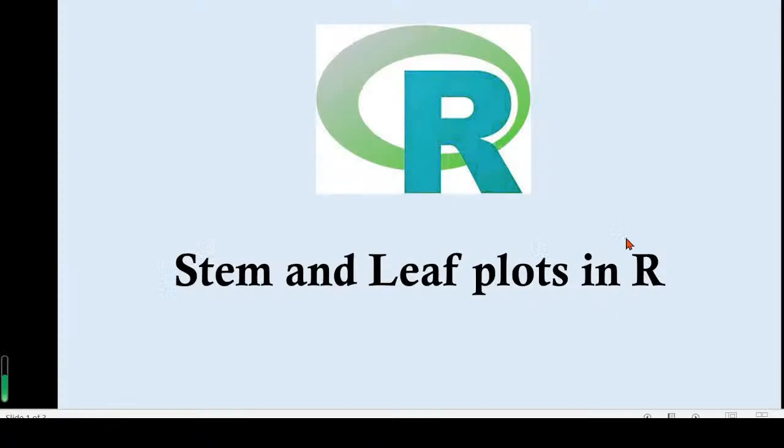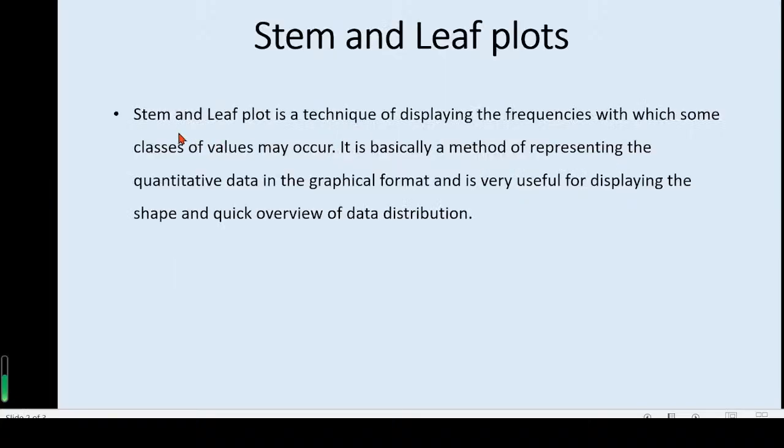Stem and leaf plots. A stem and leaf plot is a technique of displaying the frequencies with which some classes of values may occur. It is basically a method of representing quantitative data in graphical format, and is very useful for displaying the shape and a quick overview of the data distribution.